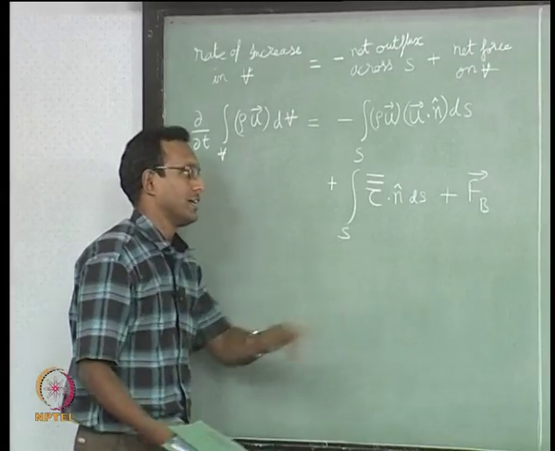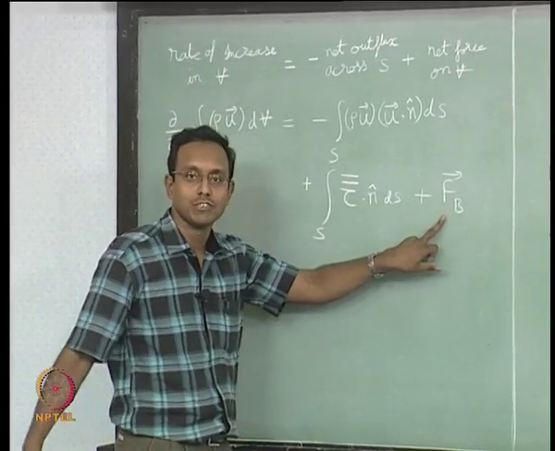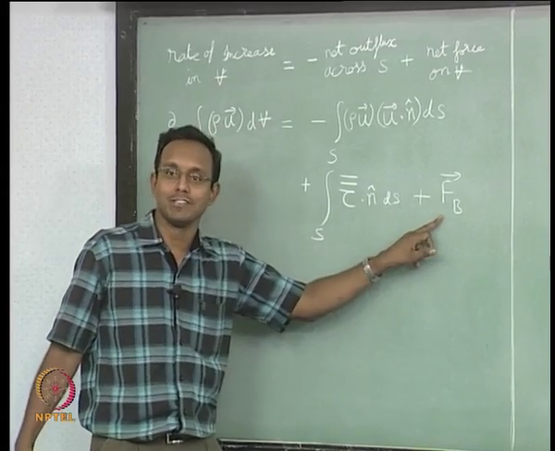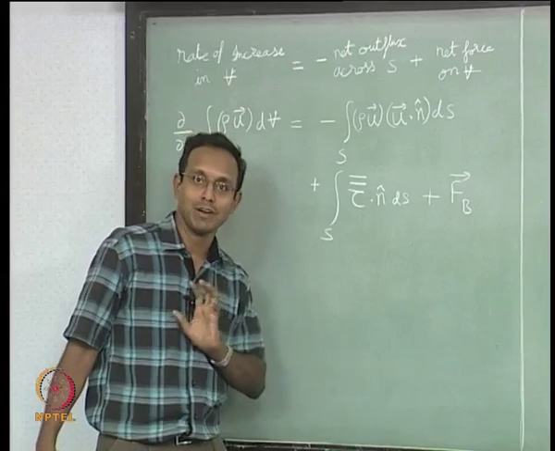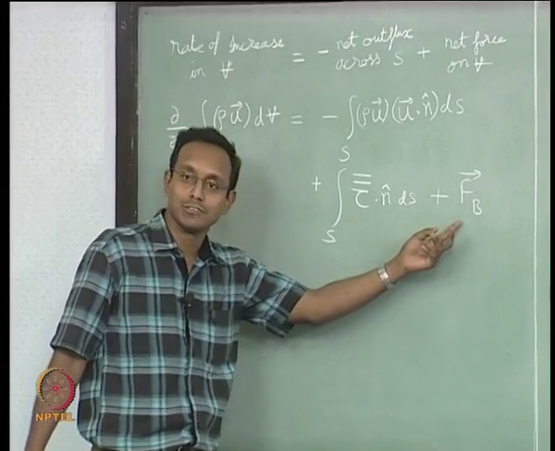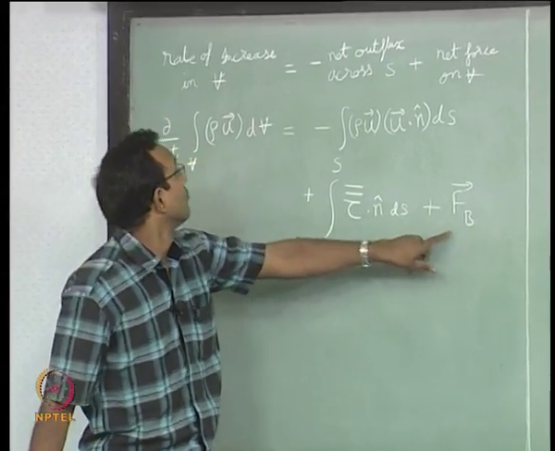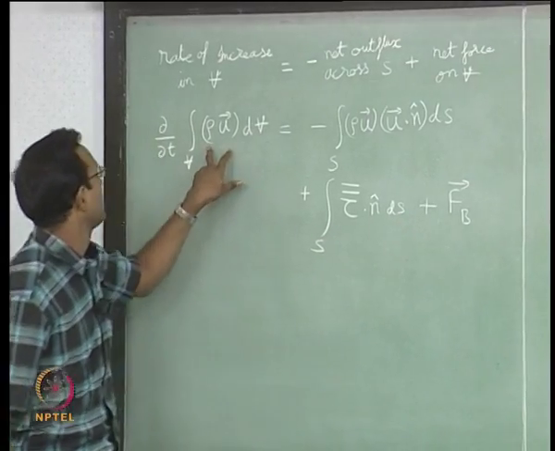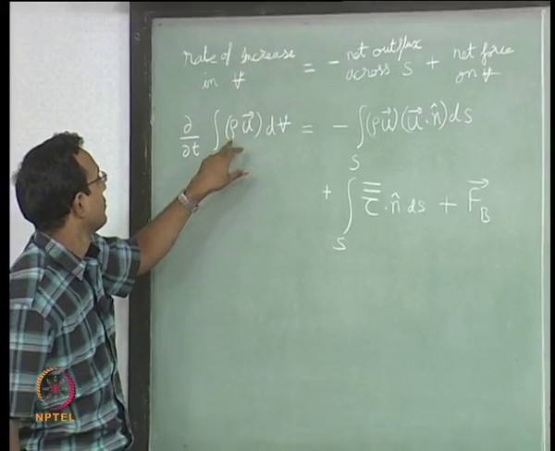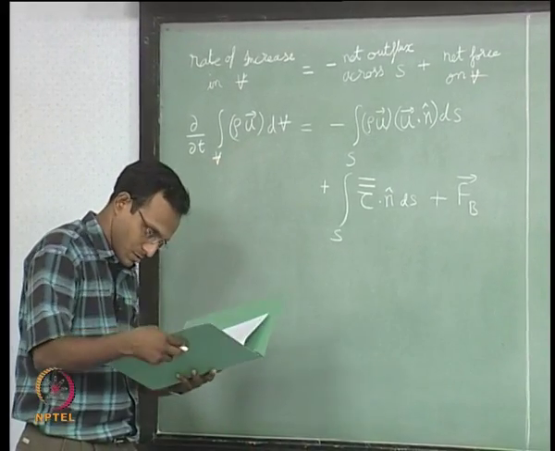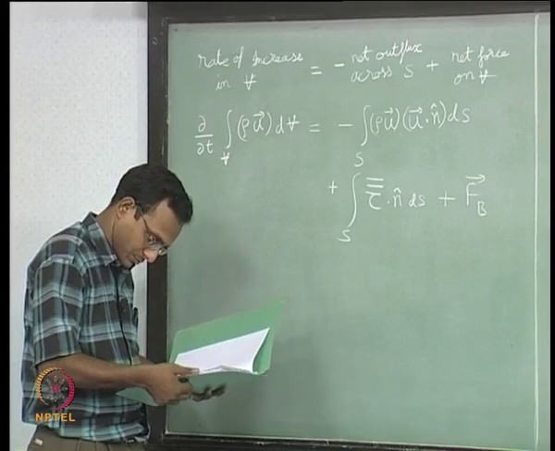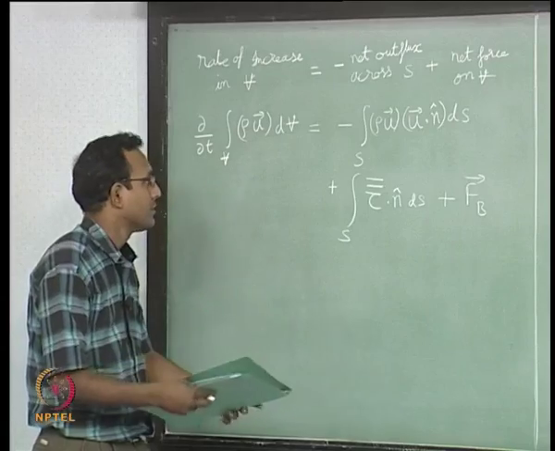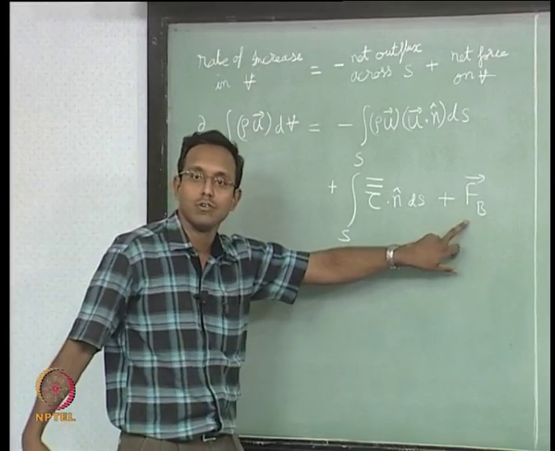I am going to say that this F B is your body force term, that is, if there is say a magnetic field across, that is going to cause some bulk force, or a gravitational force. Okay. This is all force, the way I have written it; it is actually absolute force, not per unit volume or per unit mass.